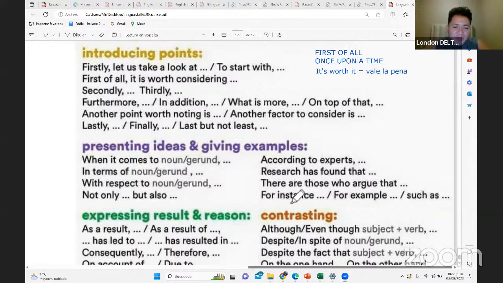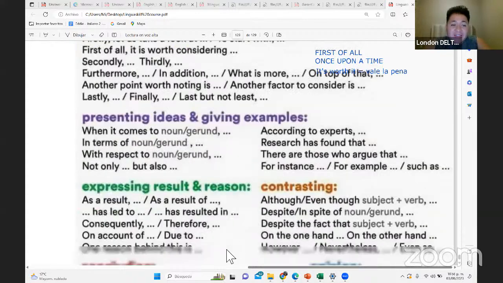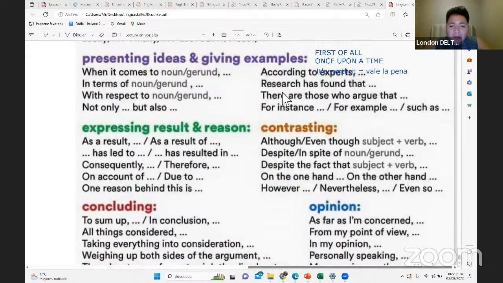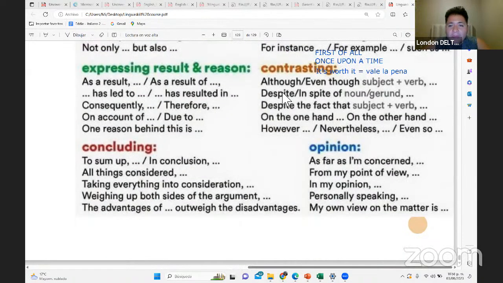Now, when you present the ideas, so this is to start the ideas. Well, actually, some of them you can use to end ideas too. Okay, I think we can jump to the other. I want you to check some of these expressions. Some of them are more advanced, but okay, let's focus.